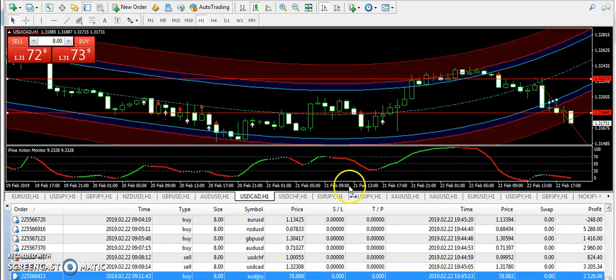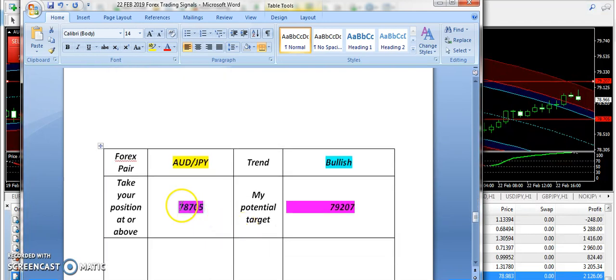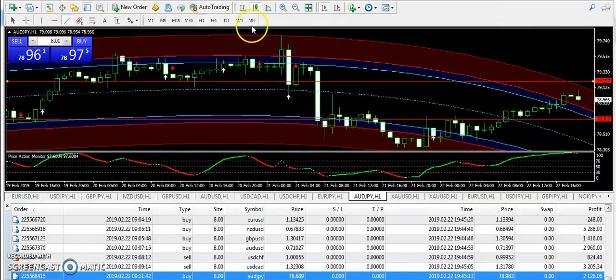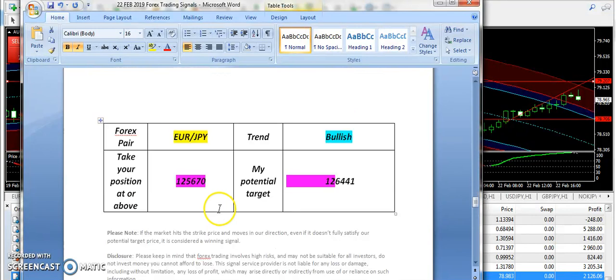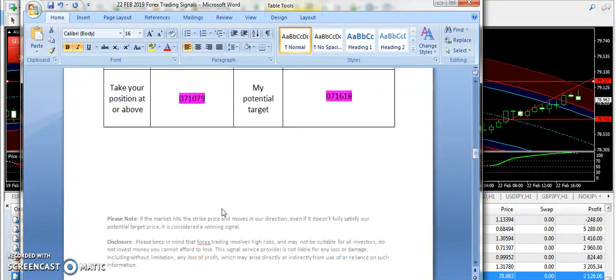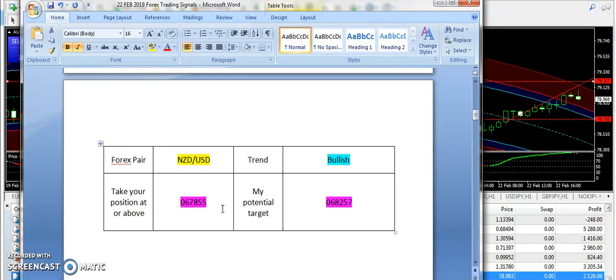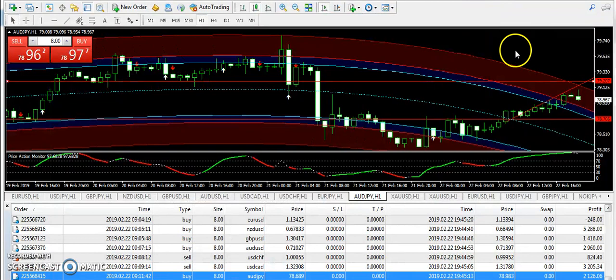At last, I'm going to talk about AUD JPY. Simple as that, I supplied the bullish signal from 78705 and 79207 was the target price, and the price has already moved so much higher from this level, so hopefully all traders must have taken the profits. Even the rest of the signals were also satisfied, like Euro JPY, a bullish signal, while Great Britain Pound JPY was bearish, the other pair USD Canadian dollar I have already explained, and even Euro USD also went up for some time. But overall, it was a very good day with the analysis.